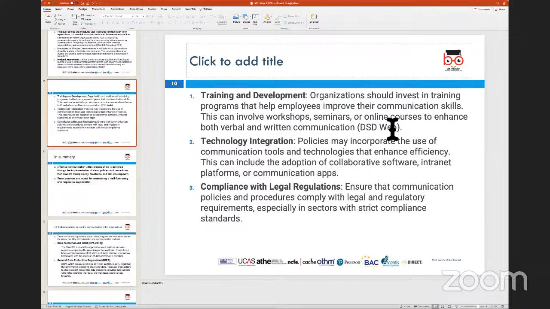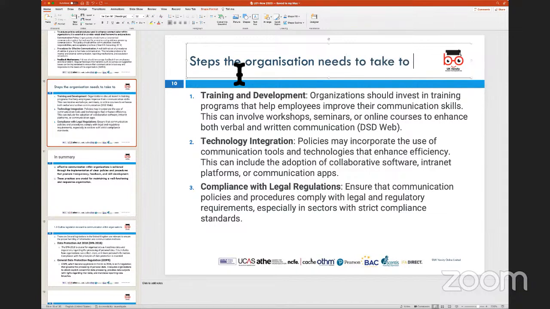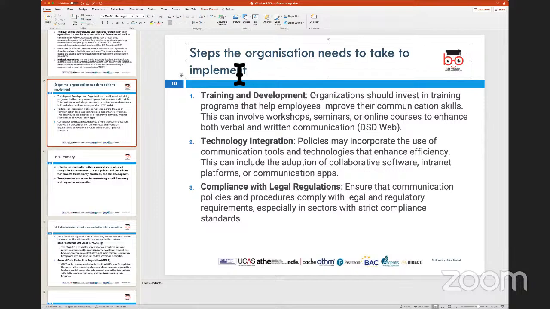So these are not part of policies and procedures, but they are basically steps which the organization needs to take. So they could be steps the organization needs to take to implement these policies and procedures in a better manner within the organization. Is that okay? Yes, that's fine.